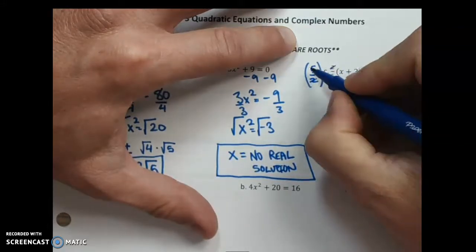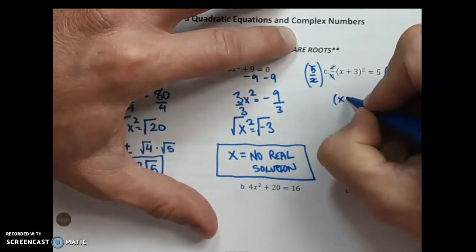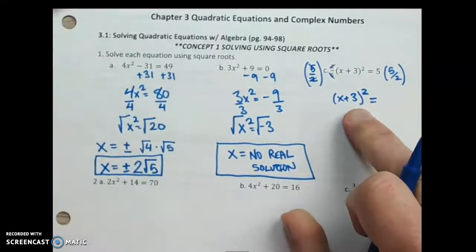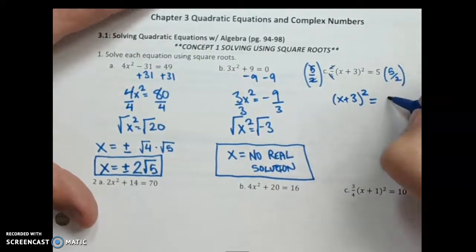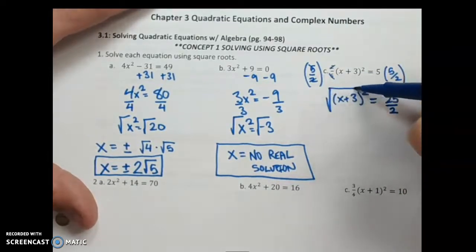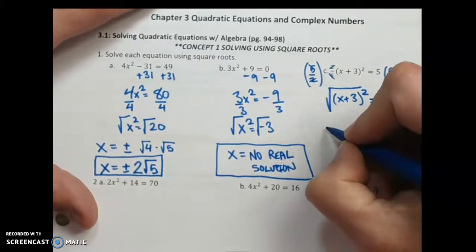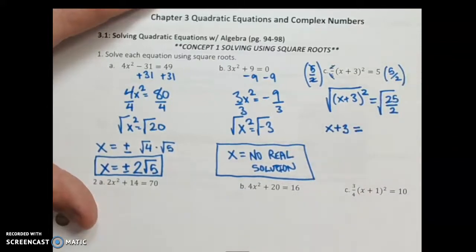The 2's will cross out, the 5's will cross out, giving me 1 on this side, leaving me with 1 times the quantity x plus 3 squared. That's what I wanted, and now I've isolated this x squared, even though it's a binomial squared. Over here, I multiply 5 times 5, I get 25 over 2. Then I solve by taking the square root. I square root both sides of the equation. On the left-hand side, I am left with the quantity x plus 3, since the radical sign and the power 2 cancel out.